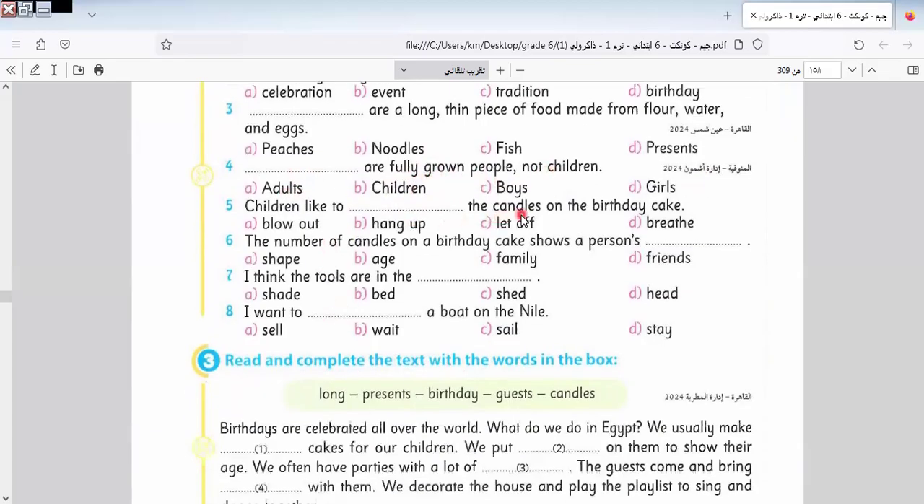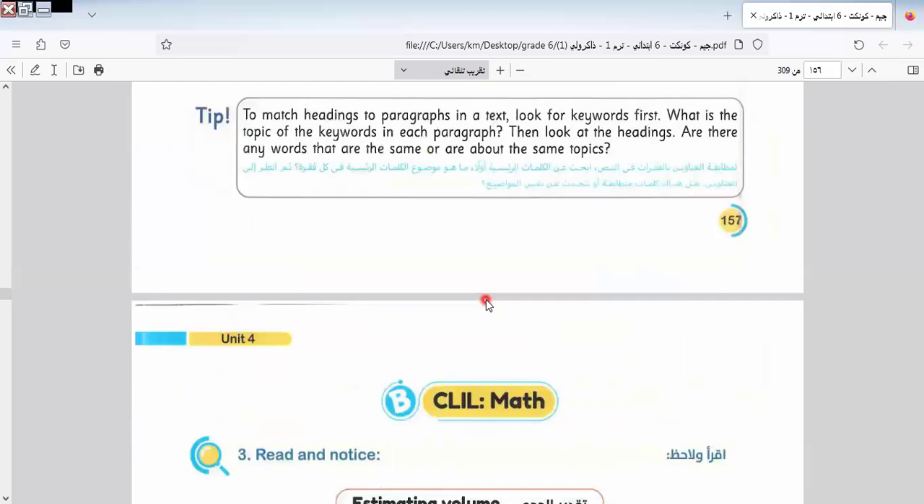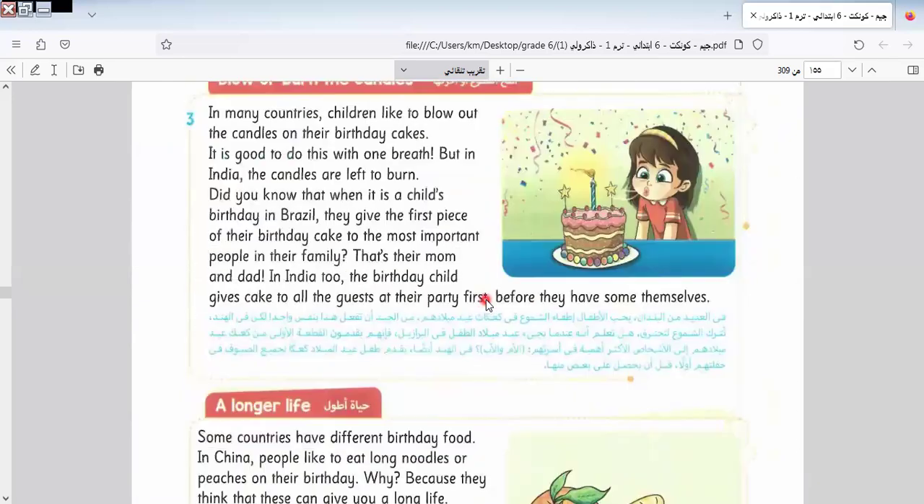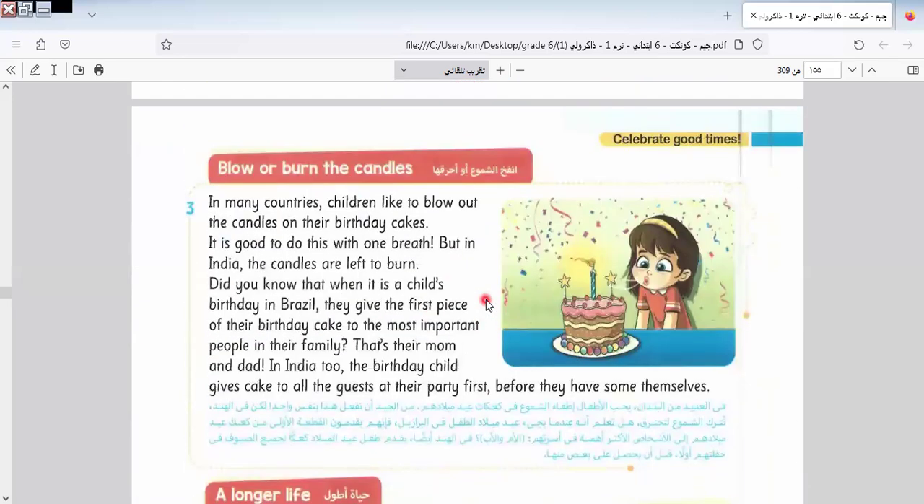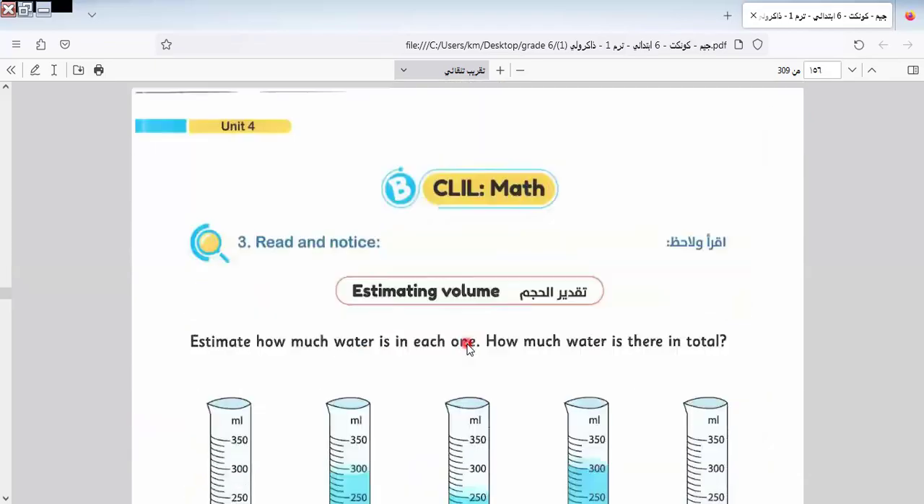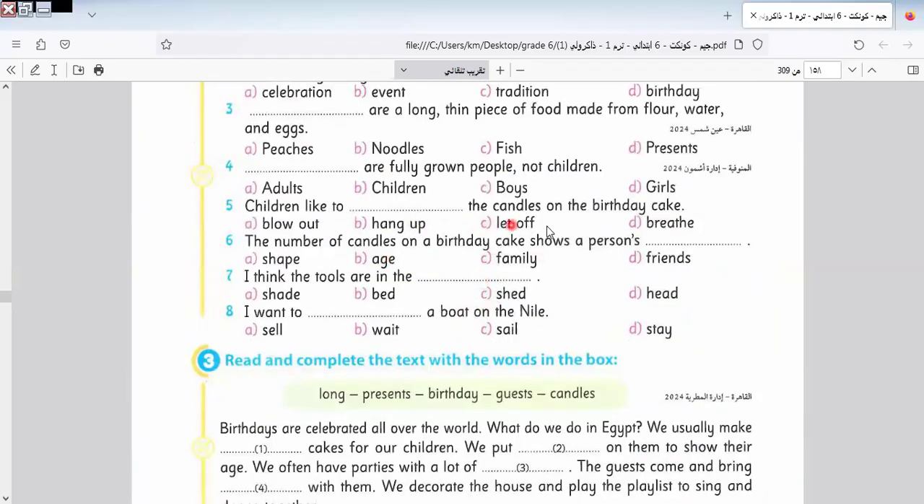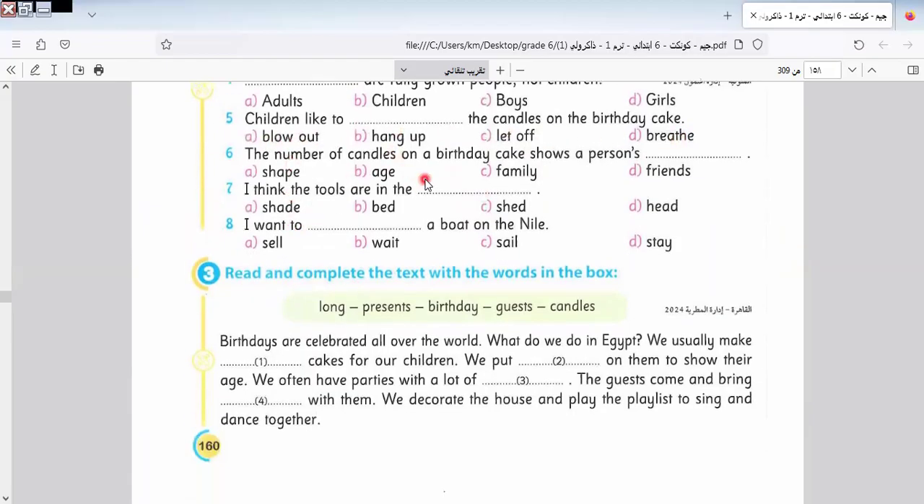Children like to blow out the candles on the birthday cake. They like to blow out. This one. The number of candles on a birthday cake shows a person's age.